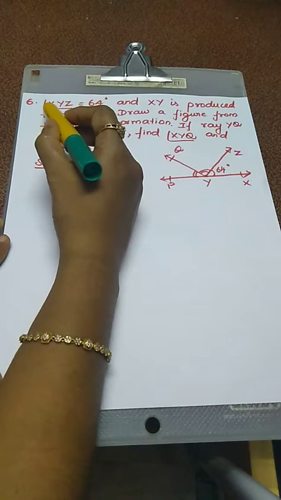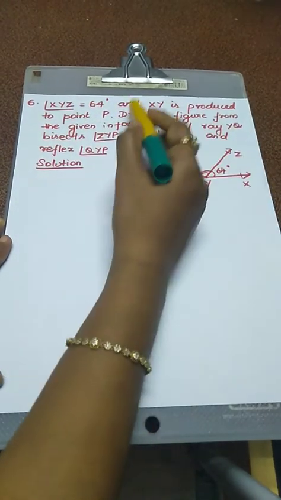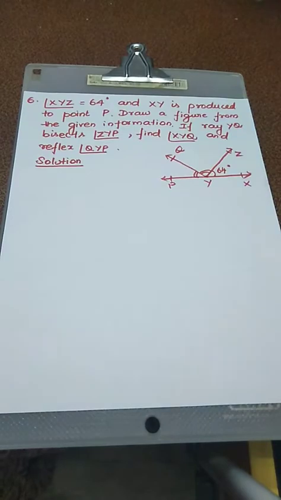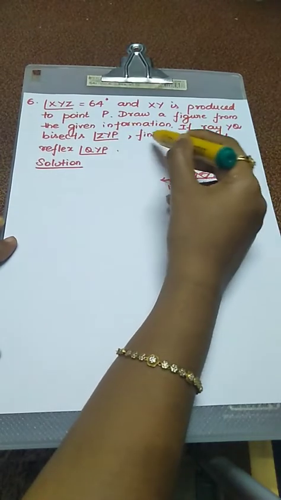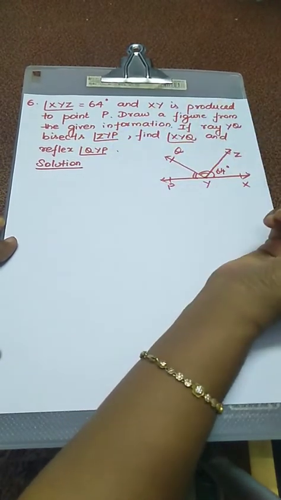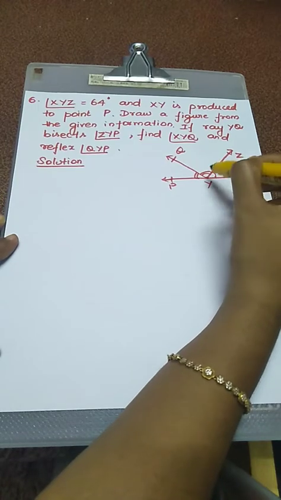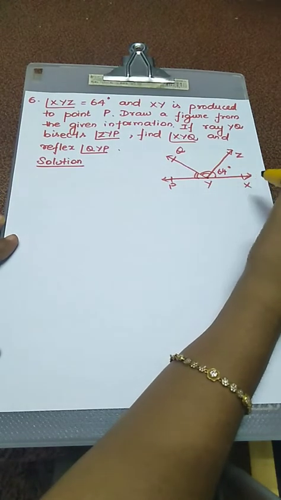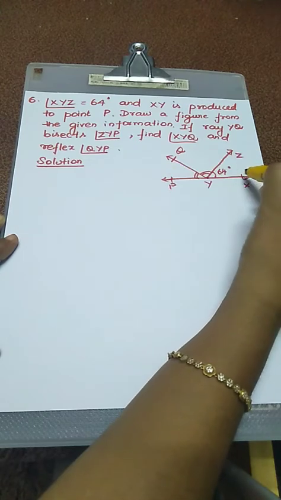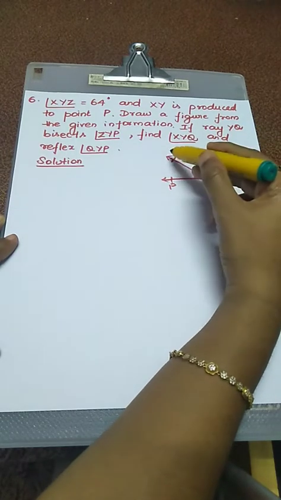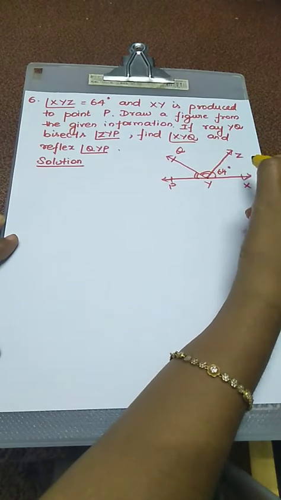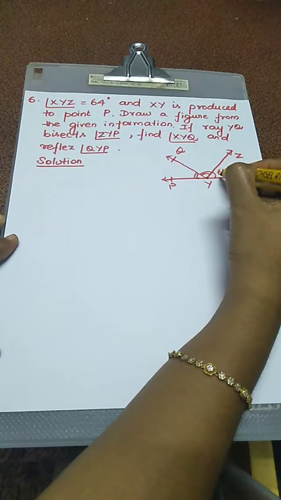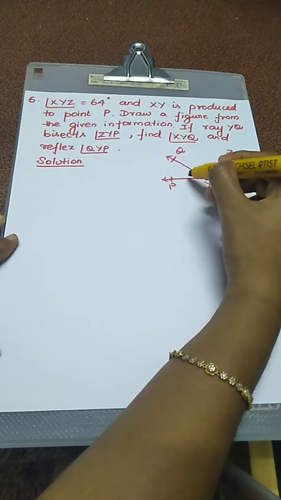Next problem: angle XYZ is equal to 64 degree and XY is produced to point P. Draw a figure from the given information. If ray YQ bisects ZYP, find XYQ and reflex QYP. What is given? The angle XYZ value, that is 64 degree. Actually XY is produced to point P. We have to draw a line extended to P. Okay. If ray YQ bisects ZYP, find the angle XYQ value. This whole angle we have to calculate, and the reflex of QYP, this angle also we have to calculate.